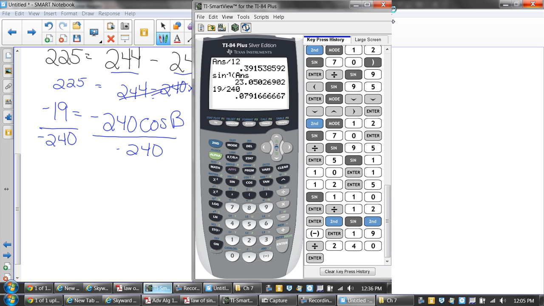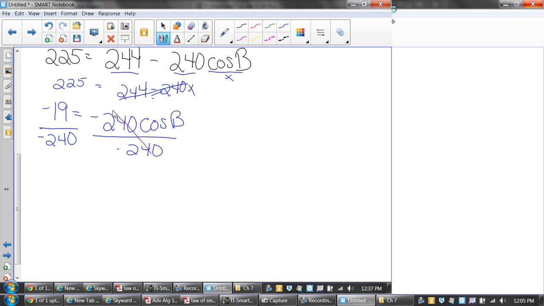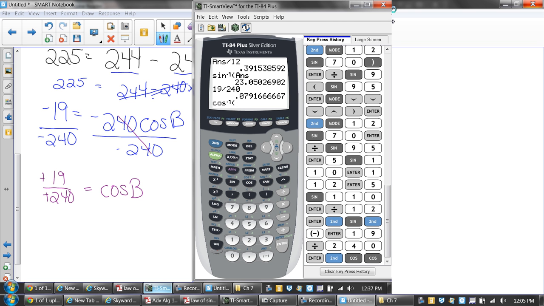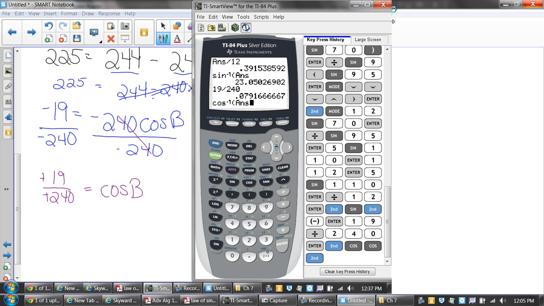We're doing cosine, so when we get our decimal, we're going to do the inverse cosine. The decimal is whatever this happens to be. So these reduced out: negative 19 over negative 240. What's a negative divided by a negative? Cosine of b. So you're going to plug this in. 19 divided by 240 is some decimal, and then you just do second cosine, and then second answer. You get 85.4 degrees.